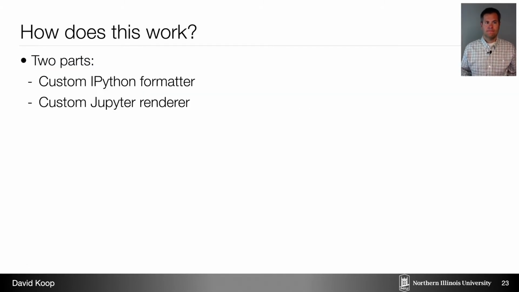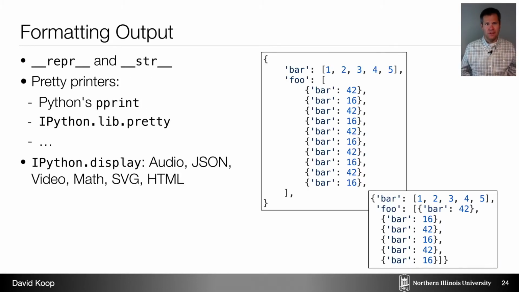So you might ask, how does this work? Well, there are two parts. The first is a custom IPython formatter, and the second is on the Jupyter side to render this. For formatting output, a place to start is the difference between the string method and the representation method, but I won't bore you with that. Some of the other pieces to nicely format output are Python's pprint as well as IPython's pretty library, and you can see the results and some of the distinctions between the two on the right-hand side. IPython also provides rich display objects for things like audio, SVG images, math, and video.